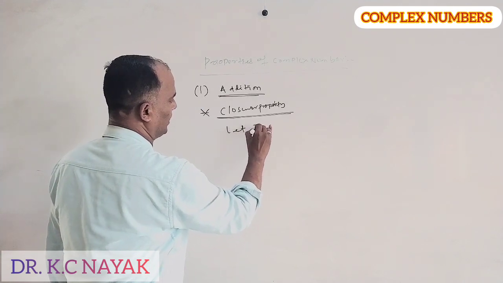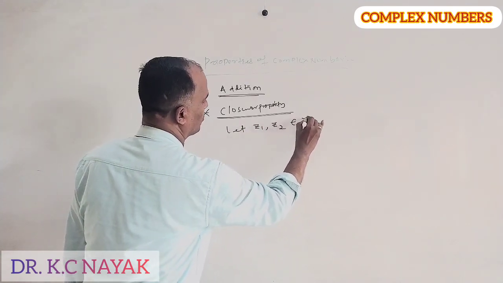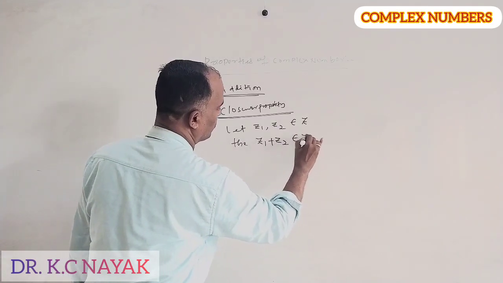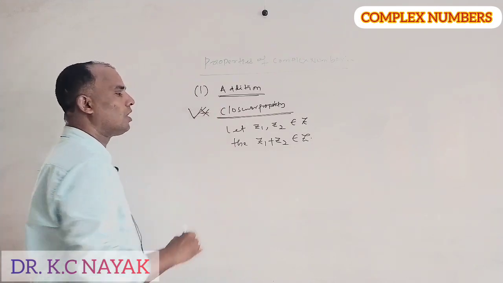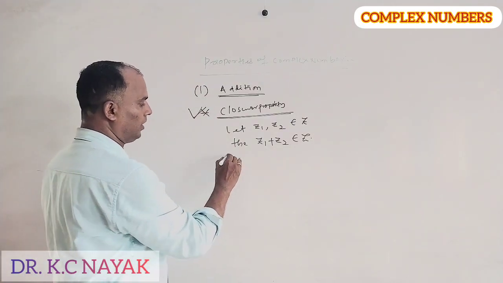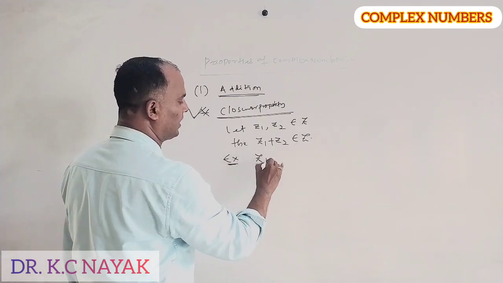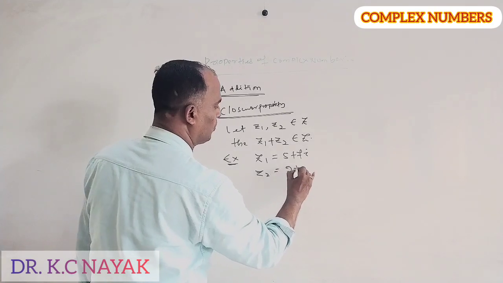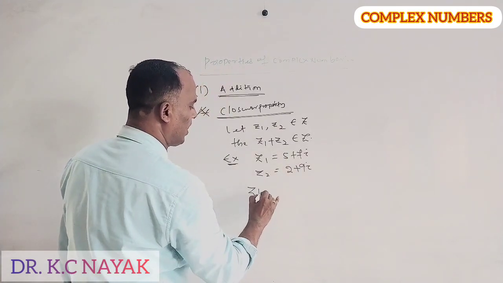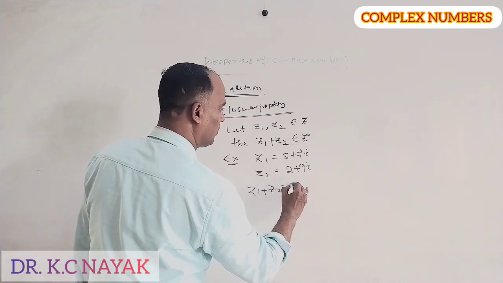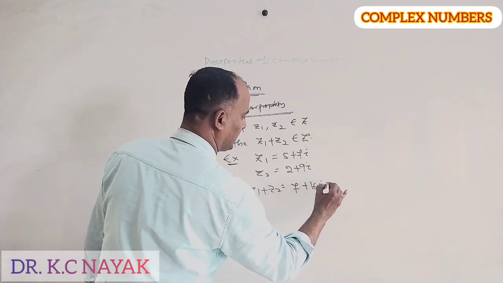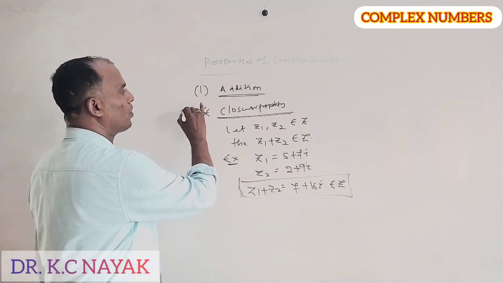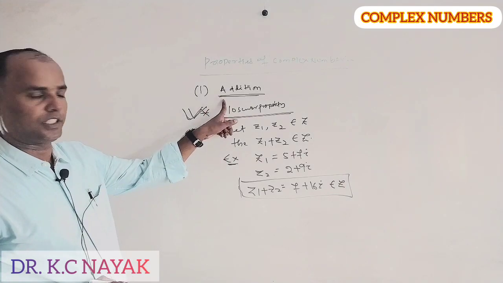Let Z1 and Z2 belong to Z, then Z1 plus Z2 also belongs to Z. That is known as the closure law or closure property. For example, suppose Z1 is equal to 5 plus 7i and Z2 is equal to 2 plus 9i. Z1 plus Z2 is equal to 7 plus 16i, which belongs to Z. That is the closure property in the case of addition.